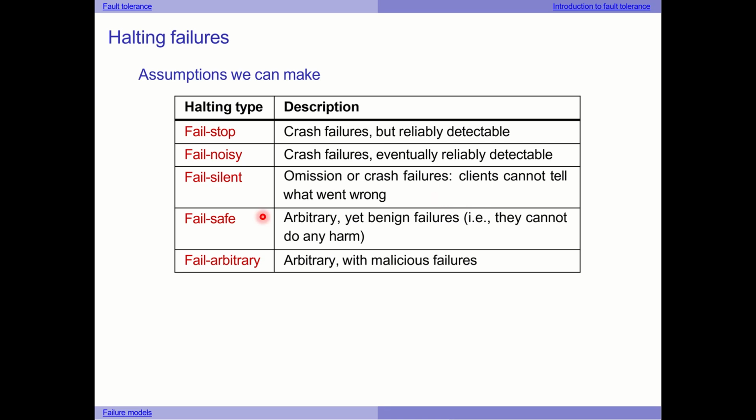And then we have fail safe. It is arbitrary failure, but benign, meaning it cannot do any harm or does less damage. And then we have fail arbitrary, which is arbitrary with malicious failures. So, for example, there's a hardware glitch that changes the bits in memory, causing the server to tell the bank to transfer 1 million instead of 1,000 ringgit.